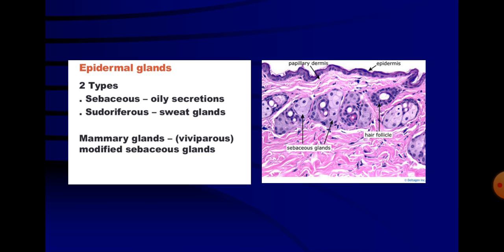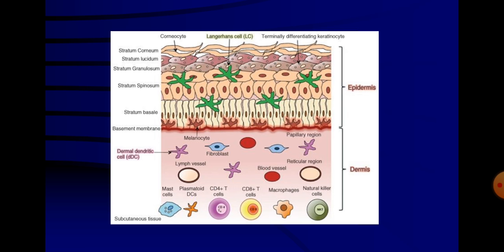There are two types of epidermal glands: sebaceous and sudoriferous glands. Sebaceous glands secrete oily secretions, and sudoriferous glands are the sweat glands. Mammary glands are modified sebaceous glands, and these are present in viviparous animals. This is the longitudinal section of the skin, showing the epidermis and the dermis.